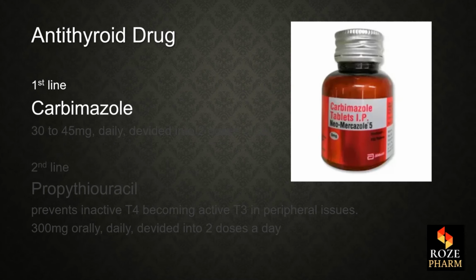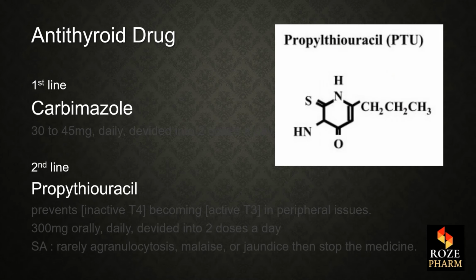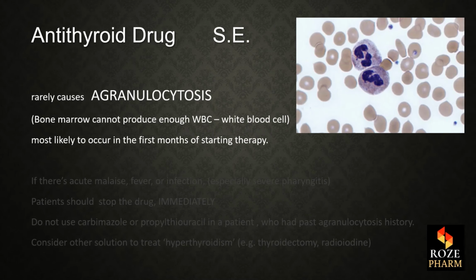We treat hyperthyroidism with anti-thyroid drugs, and the first line is carbimazole. The second line is propylthiouracil. It prevents the inactive T4 from becoming active T3 in peripheral tissues. We take it 300 milligrams orally daily. However, we have side effects called agranulocytosis, jaundice, or malaise. If this happens, please stop the medicine.